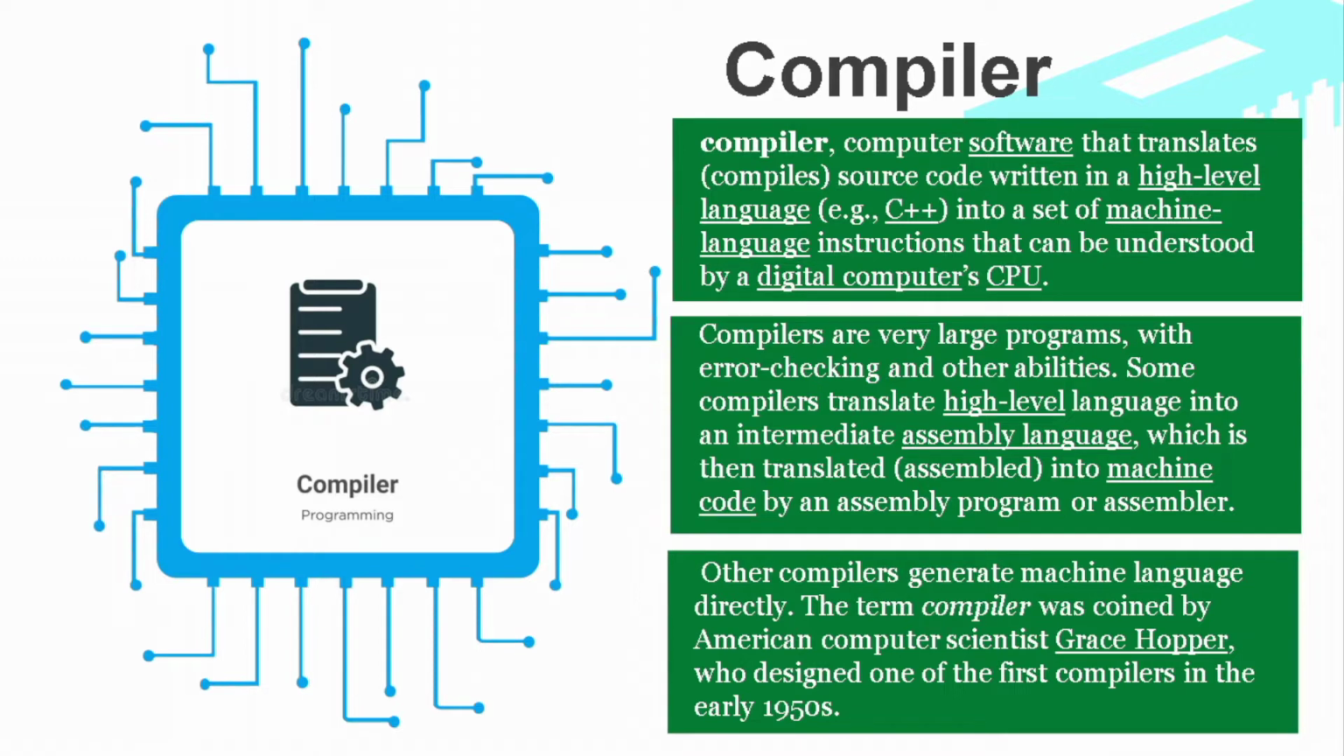Some compilers translate high-level language into an intermediate assembly language, which is then translated or assembled into machine code by an assembly program or assembler. Other compilers generate machine language directly. The term compiler was coined by the American computer scientist Grace Hopper, who designed one of the first compilers in the early 1950s.